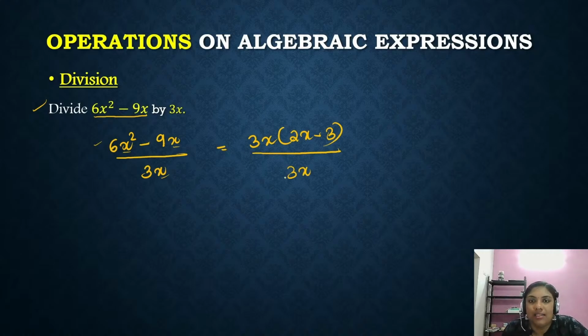Same terms in the numerator and denominator. So you can just cancel it out. And what is remaining? 2x minus 3. So 2x minus 3 is the quotient here. So we have covered all the 4 fundamental operations.